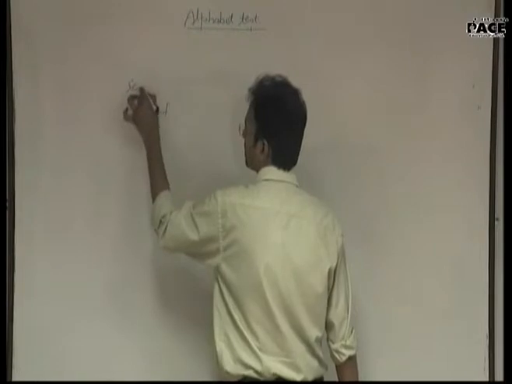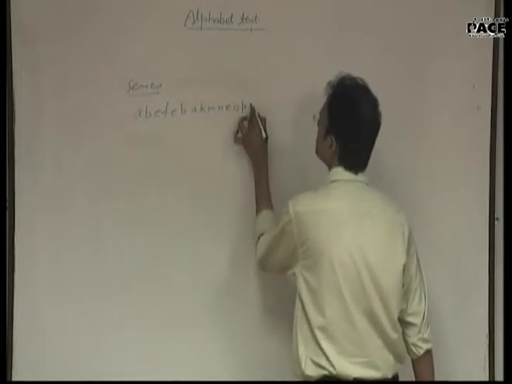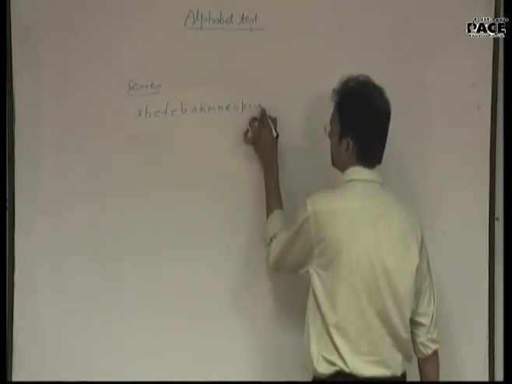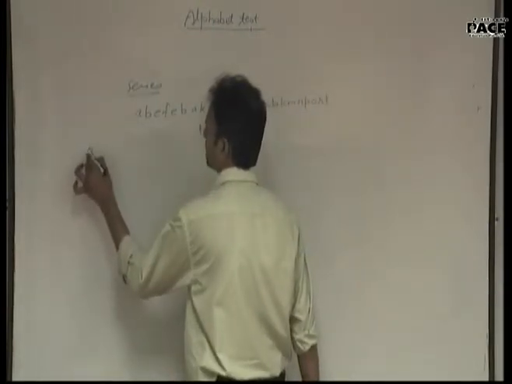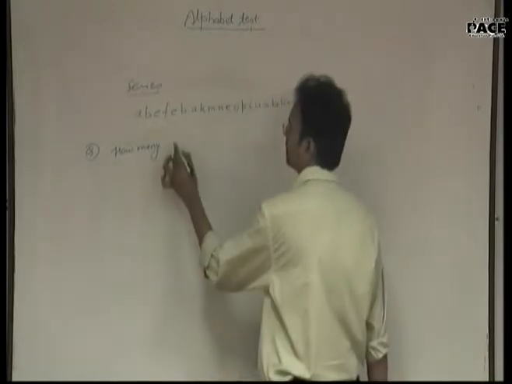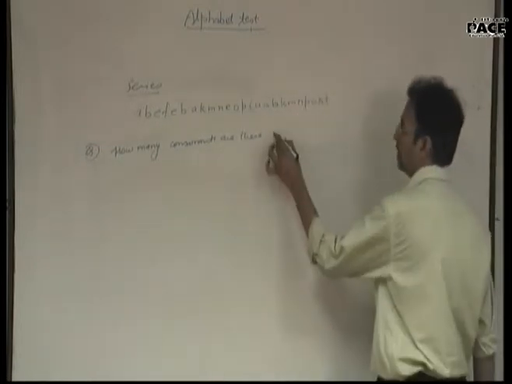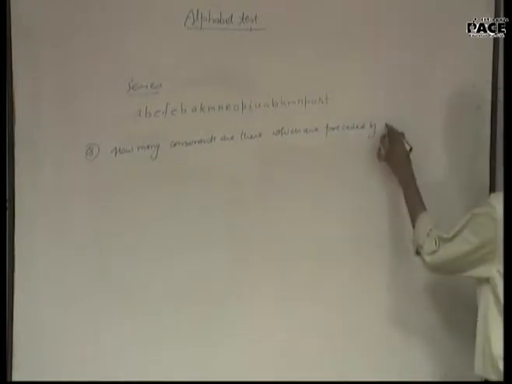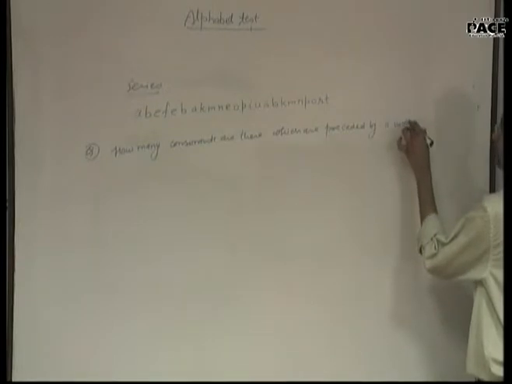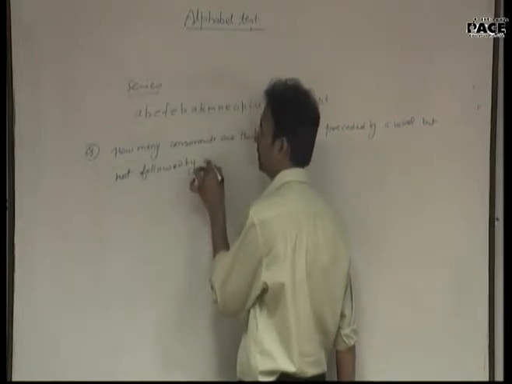Table series of random letters is given. Now, the question says, how many consonants are there which are preceded by a vowel but not followed by a consonant.